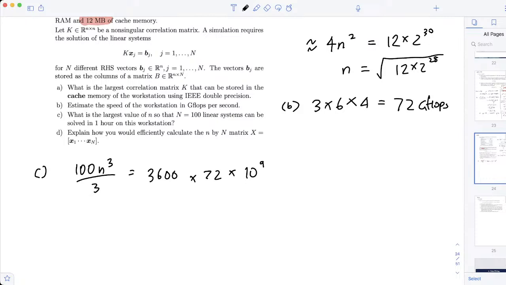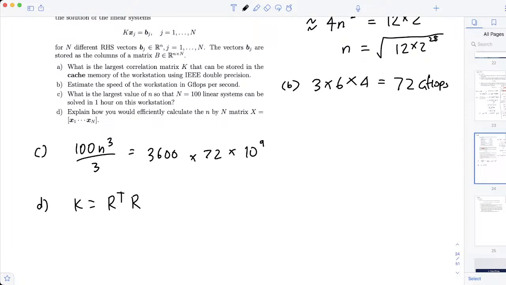And then similarly, all you have to do in D is explain that you're using Cholesky factorization, right? So say, since we're dealing with a non-singular correlation matrix, it's positive definite, so we can use Cholesky factorization. When we're using Cholesky factorization, our K is now going to become R transpose R, right? So when we're solving using Cholesky factorization, since these are upper triangular matrices, we're going to be using back substitution. So then just write that out.